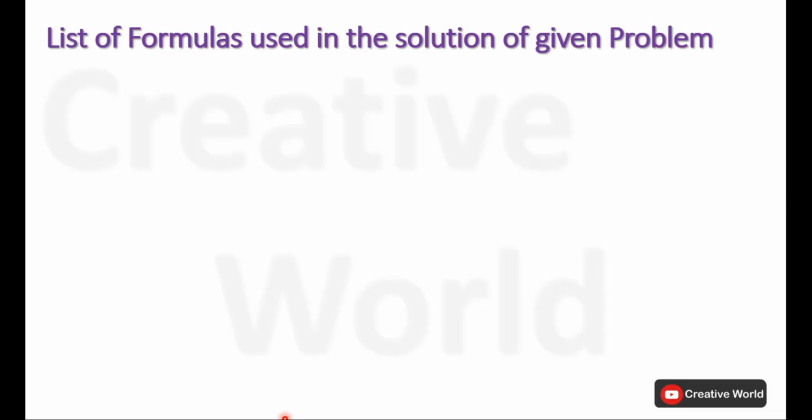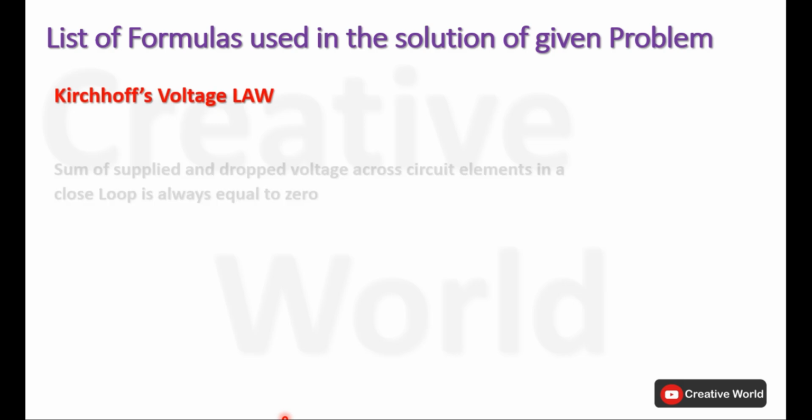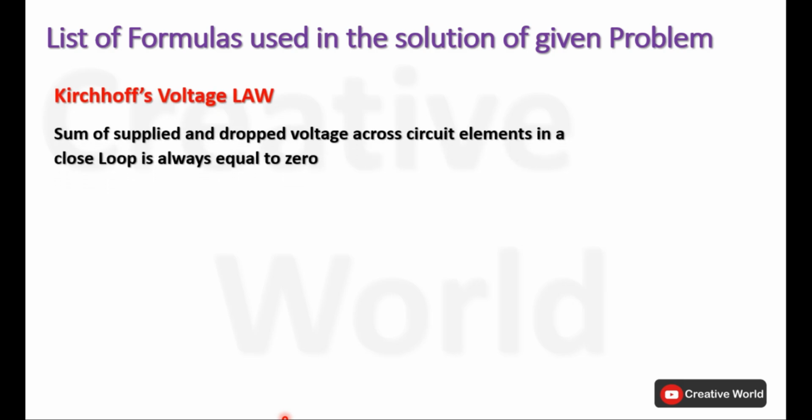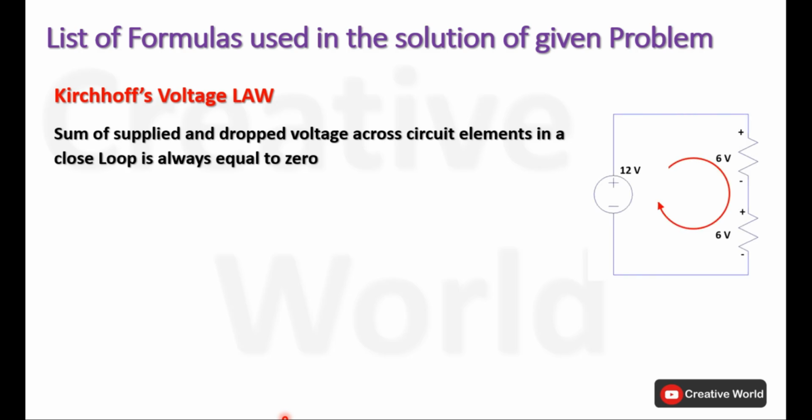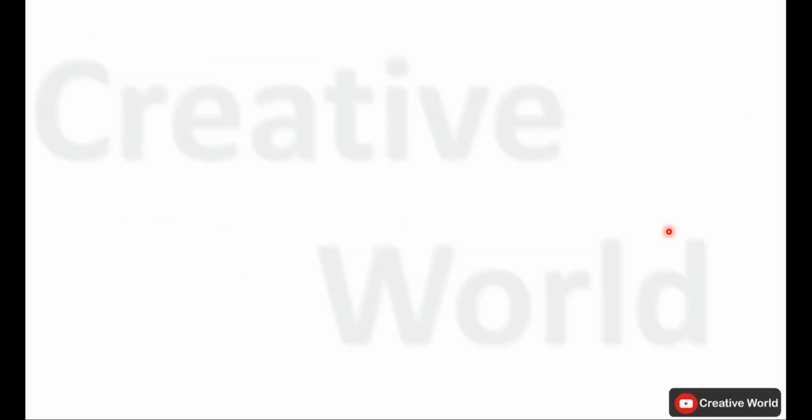While solving this problem, we will be using Kirchhoff's voltage law. This law states that the sum of supplied and dropped voltage across circuit elements in a closed loop is always equal to 0. According to this law, the cumulative supplied and dropped voltage in a closed loop is always 0. Now move towards the problem.